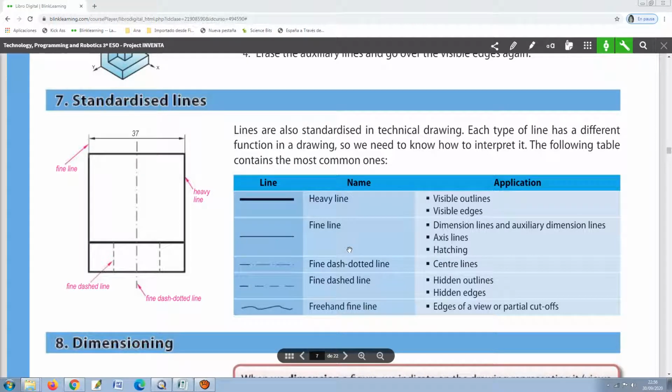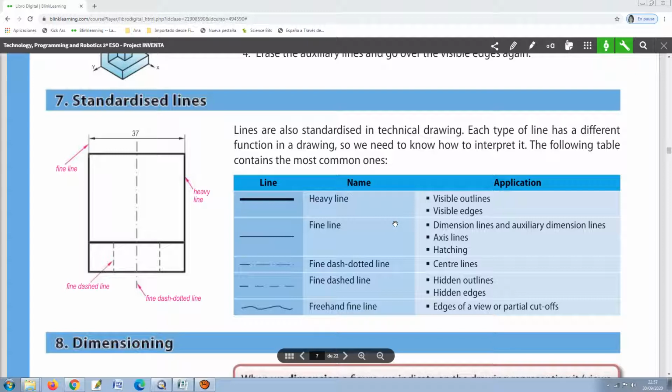Okay guys, we're going to continue learning about standard concepts when drawing. So we already learned about the scales, and now we're going to continue with the concept that you already know from last year, which is dimensioning. Dimensioning is adding measurements to the technical drawing.